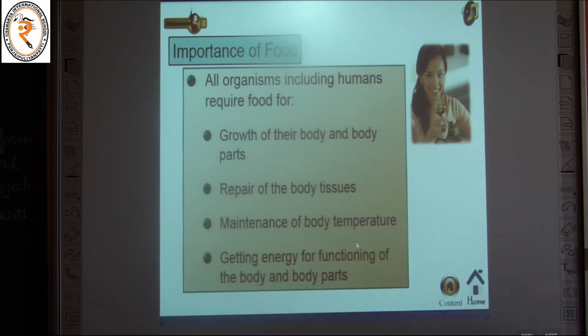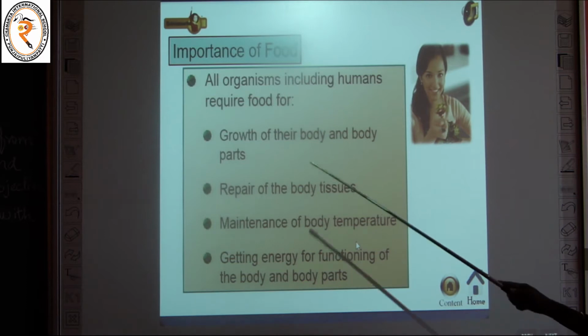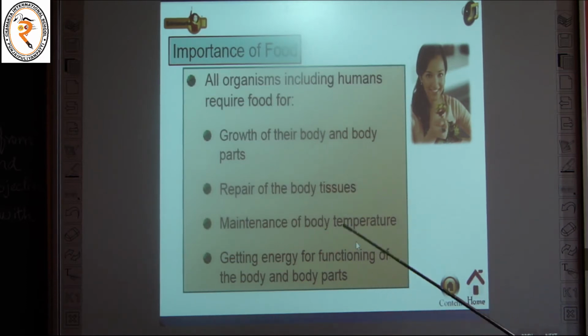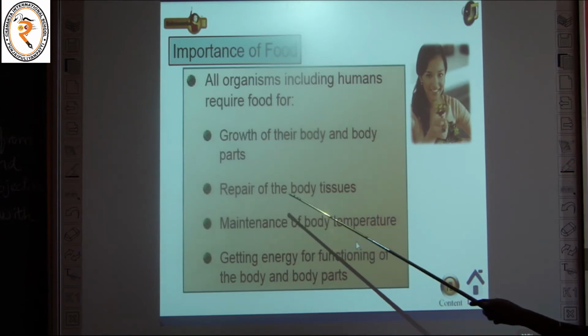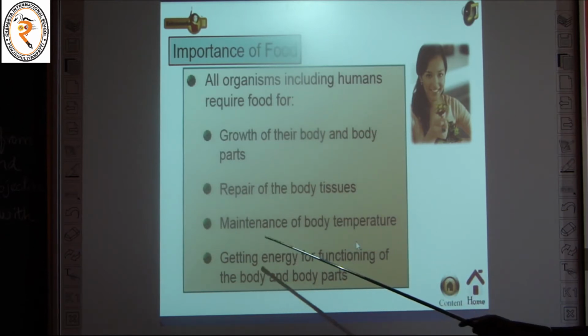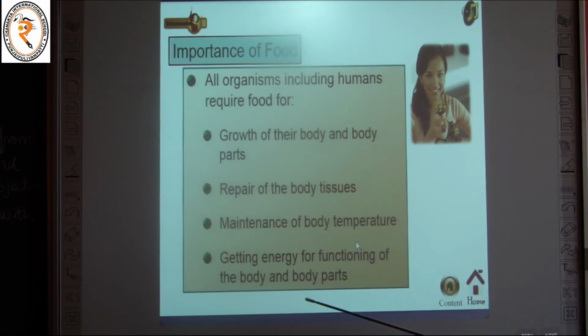And the last one, getting energy for functioning of the body and body parts. So these are all the importance of food or functions of food. Mainly the first one is it helps us to grow strong. So it helps us for growth and it repairs the body tissues and maintains body temperature. And the last one, getting energy, that is, the food gives us energy to do all various activities. So these are all the importance of food. And the next one.